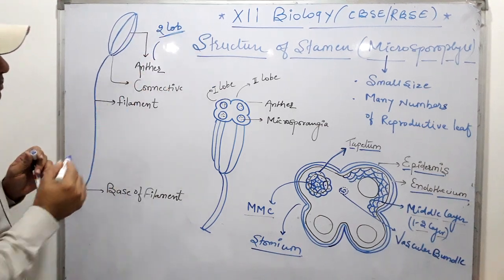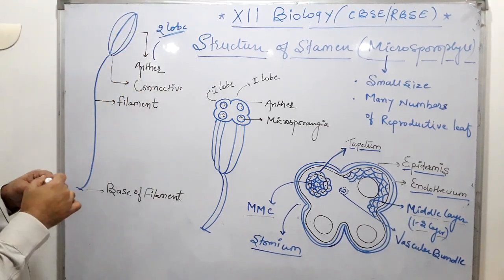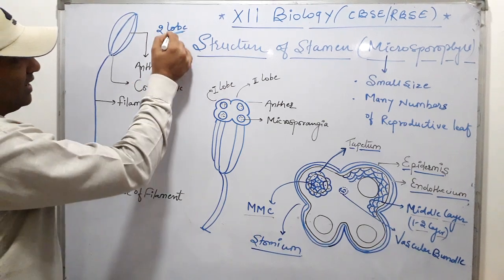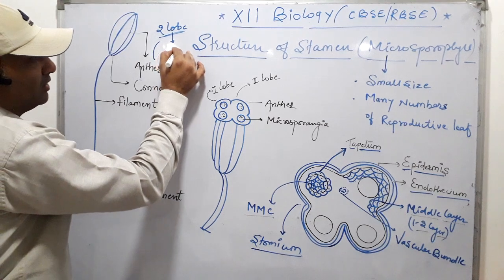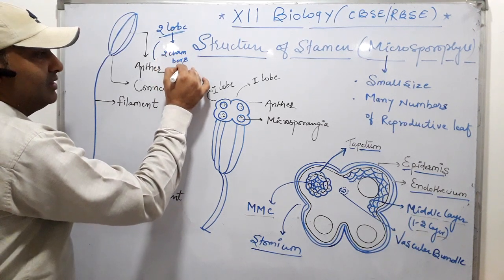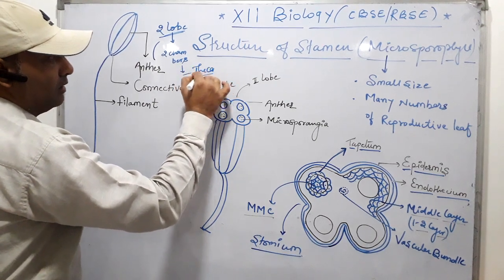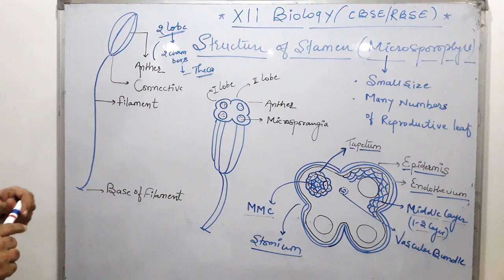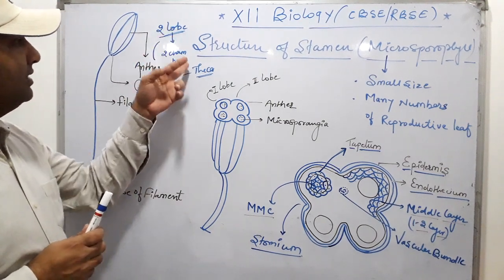And these two lobes are the first and second lobe. Each lobe consists of two chambers, and these chambers are called theca. Clear? At that time, these two chambers and the lobe are called theca.